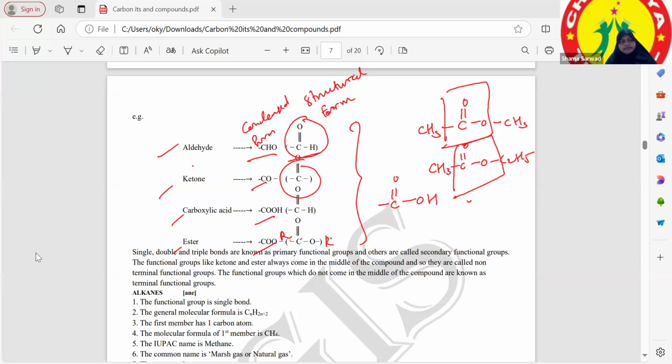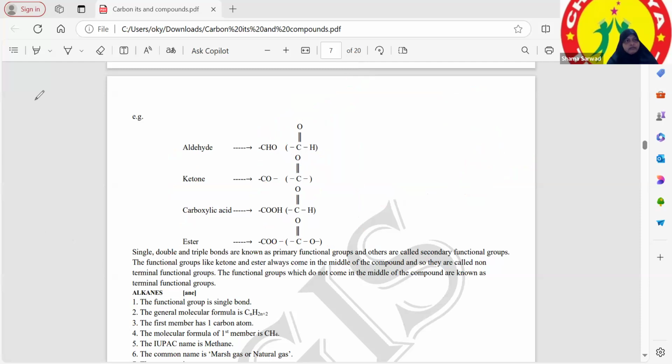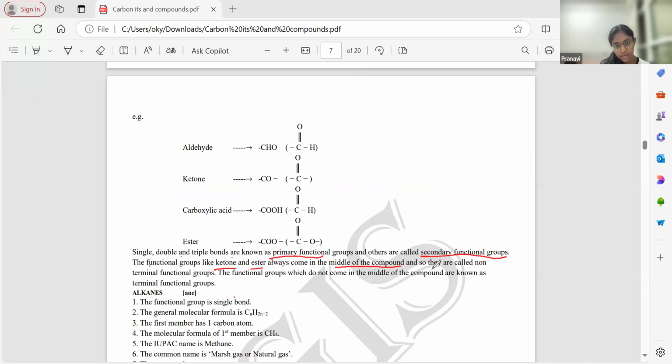See what is given here. Single, double, and triple bonds are known as the primary functional groups, whereas the rest, which we have just seen, are secondary functional groups. Functional groups like ketone and ester always come in the middle of the compound, as you have just seen, right? So they are called non-terminal functional groups. Terminal means at one side, and non-terminal means middle.